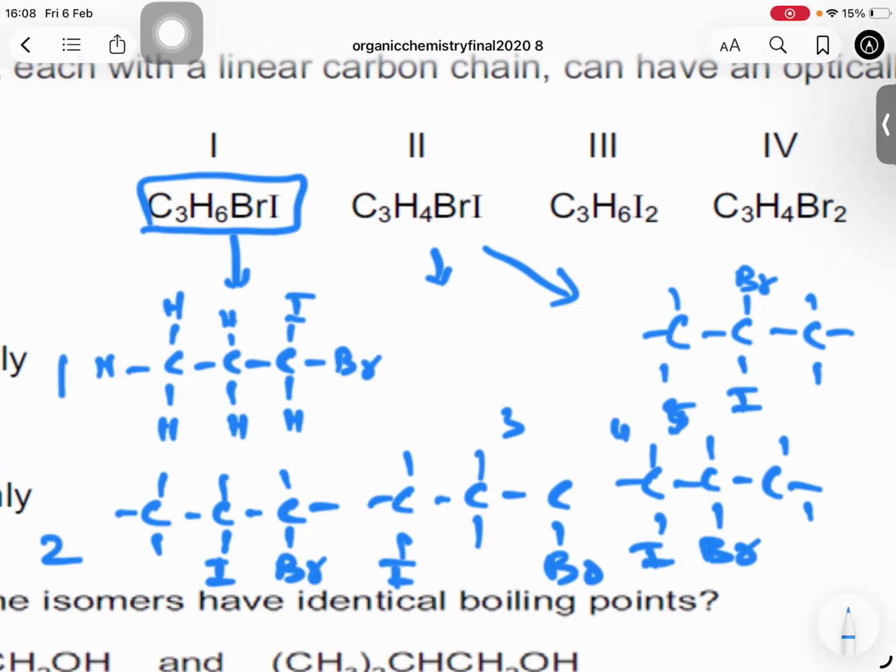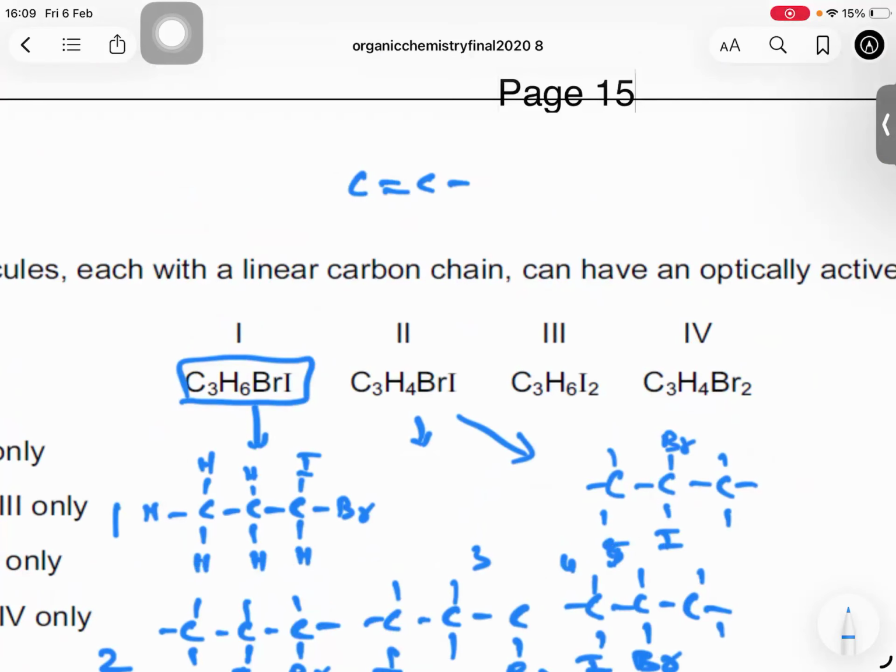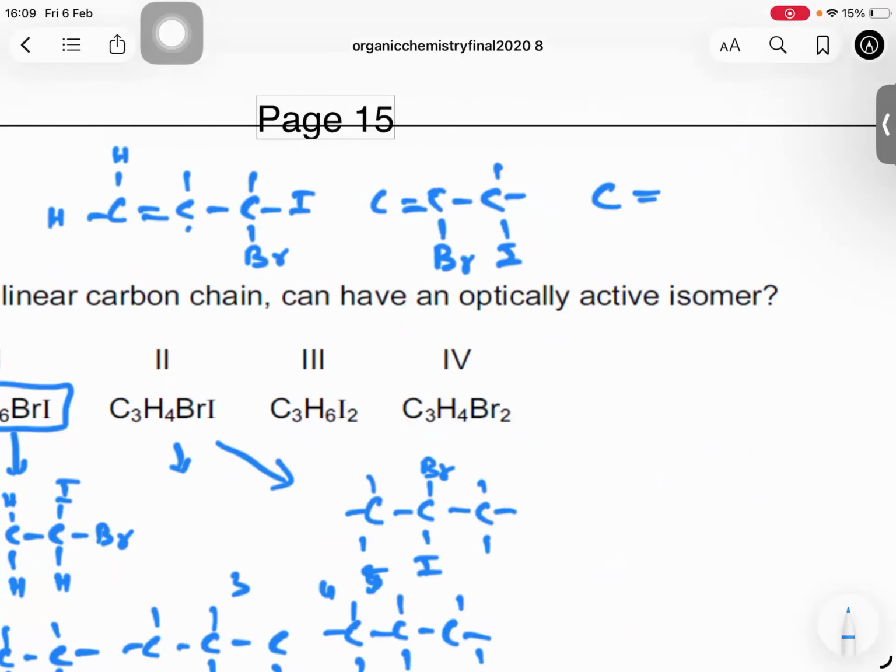Okay, now what about this C3H4Br? Now you can understand there'll be a double bond. Otherwise, four hydrogens can't complete the carbon's four bonds. So one, two, double bond, and then this one. Here is the Br, here is the I. There is a possibility that you swap their positions. This is the Br, this is the I.